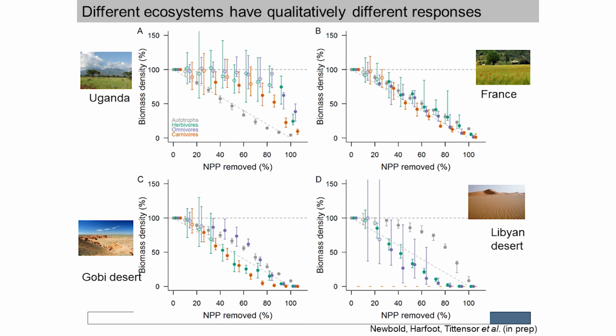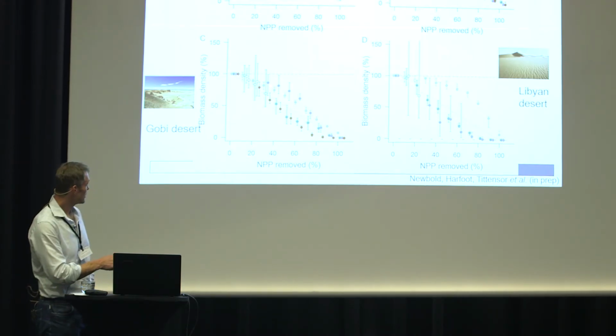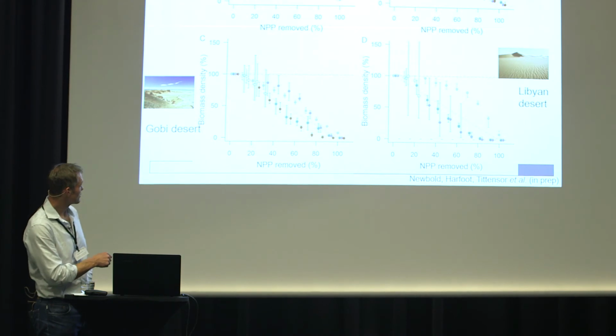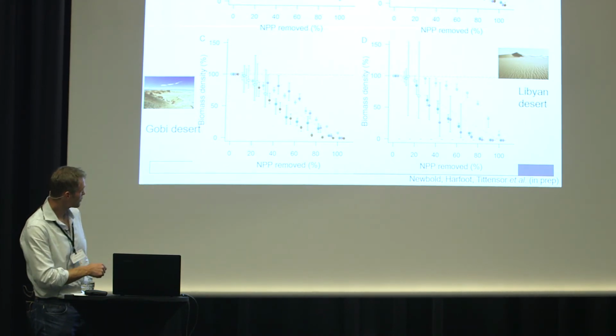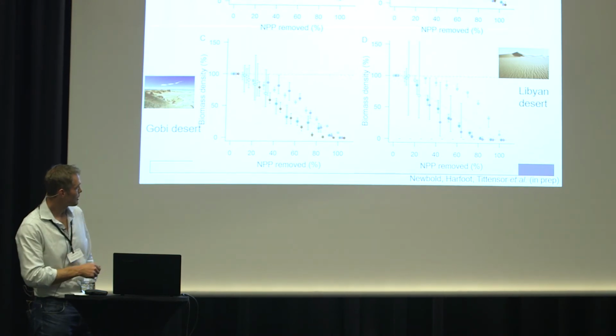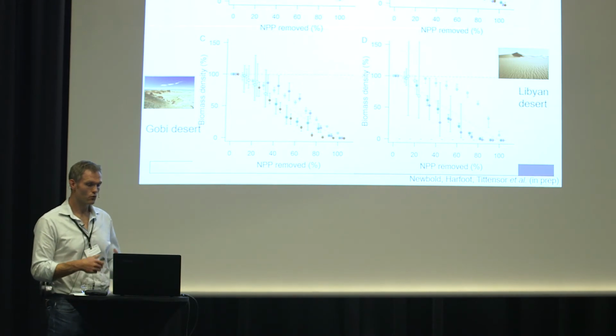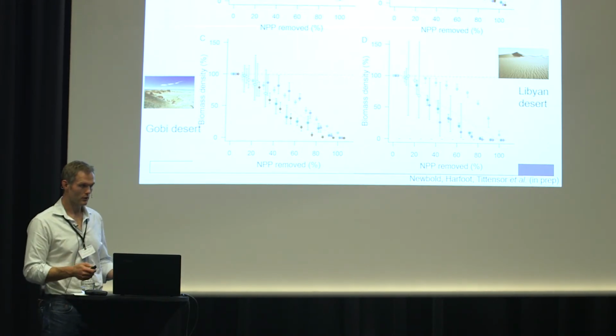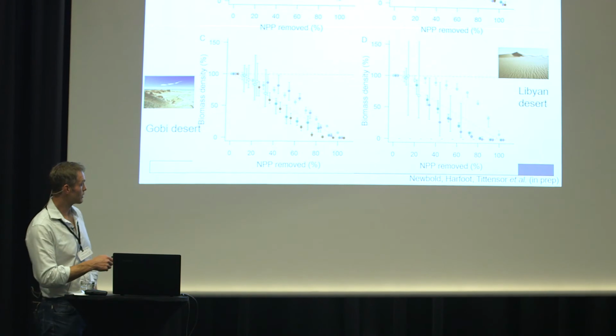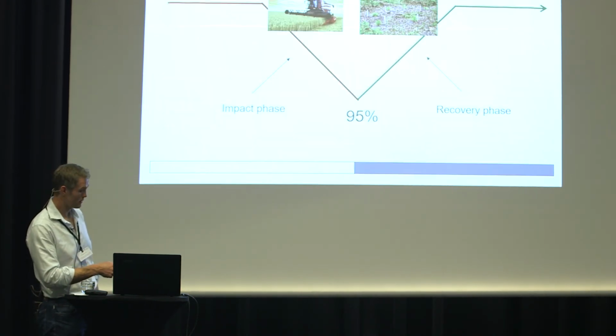Whereas in France, the whole system is declining linearly as we harvest biomass from the system. And indeed, in the Gobi Desert, the animals, the herbivores and carnivores, are responding sublinearly. So there's a greater decline in those than there is in the plant matter, and so on. So the key point is that even in a crude model of the ecology of the real world, we're seeing qualitatively different responses in different ecosystems.